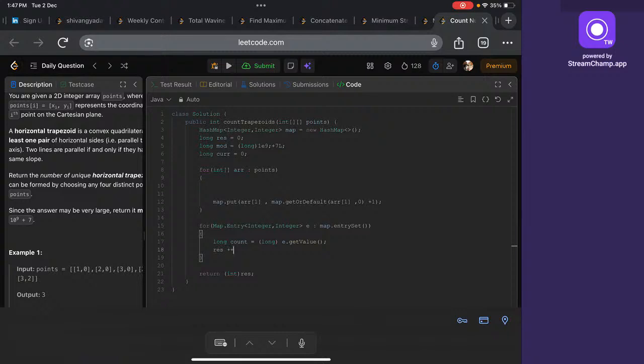plus equal to count into count minus 1, right? Count into count divided by 2, and that will be multiplied with the previous count into count current plus 1 divided by 2.